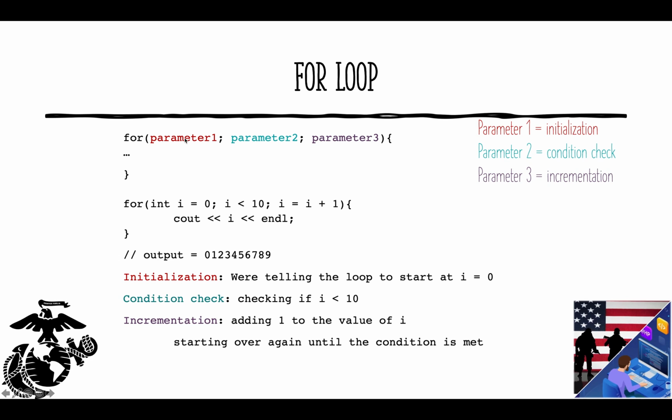So again, we have parameters 1, 2, and 3. The initialization is parameter 1, parameter 2 is our condition check, parameter 3 is our incrementation. So it will look as such. We have for, so that's our for loop that we're creating, and then our first initialization is we're creating an int i. Now I know that I've said that a naming convention is important and that you never want to just use a single character, but this is an exception.